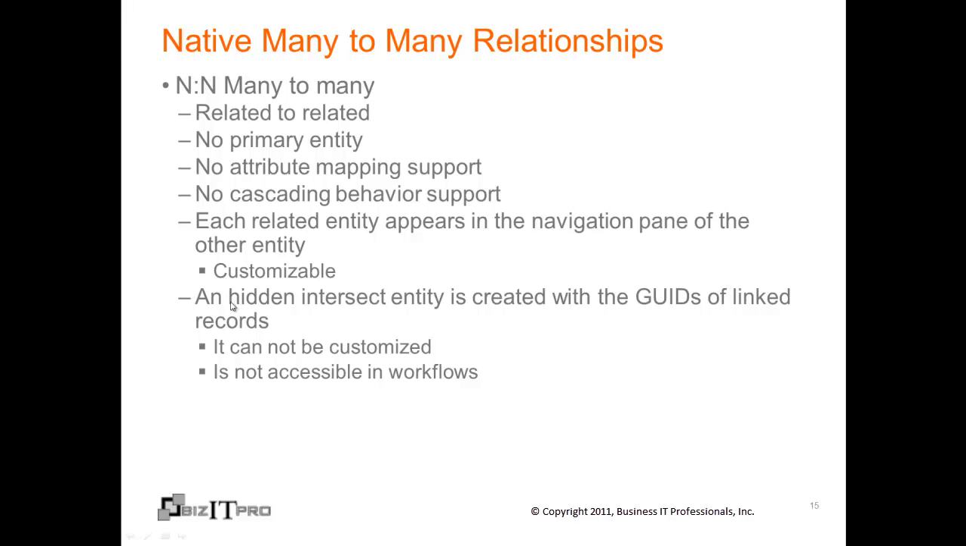A hidden intersect entity is created automatically when you create a native many-to-many relationship. And basically, its job is to contain the links to the two records. It cannot be customized, and it is not accessible in any workflows. So basically, we know it exists, but we can't touch it.